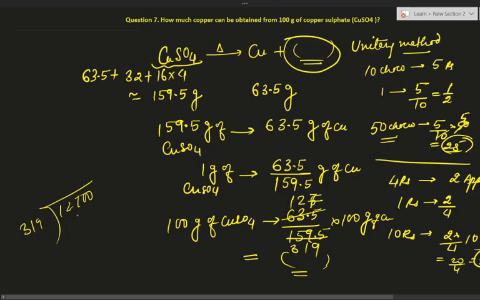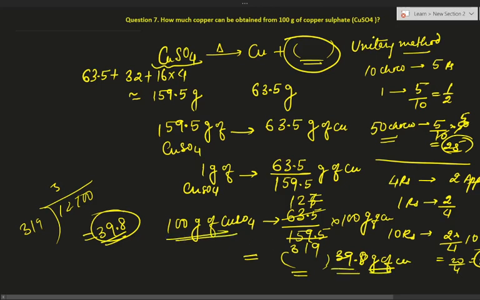It will be 3 4 12, so you will get around 39.8. Yes, it will divide by 3. Okay, so we will get the value 39.8 gram of copper. Means 100 gram of copper sulfate will give 39.8 gram of copper.